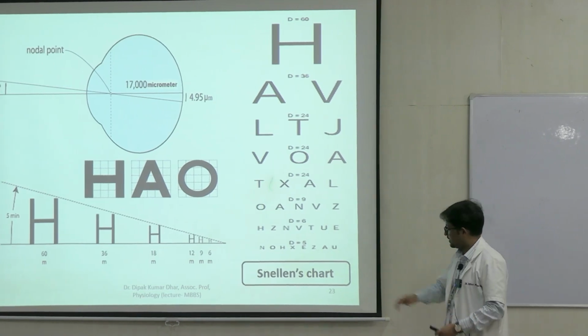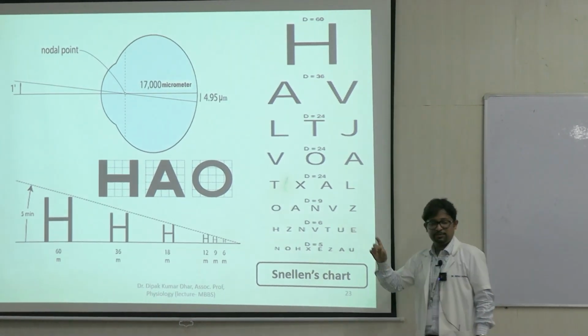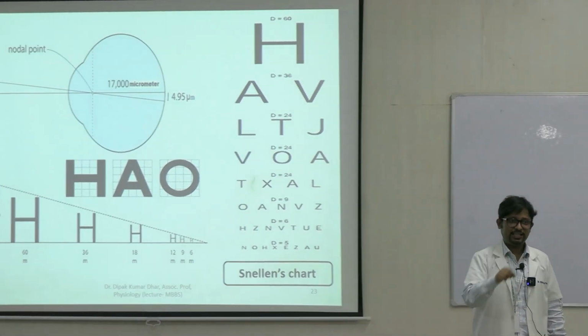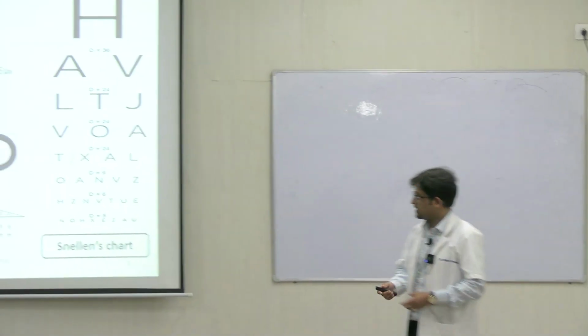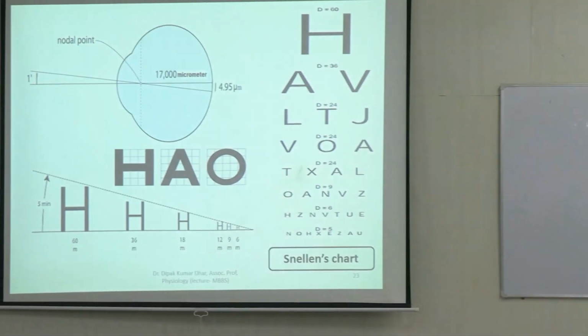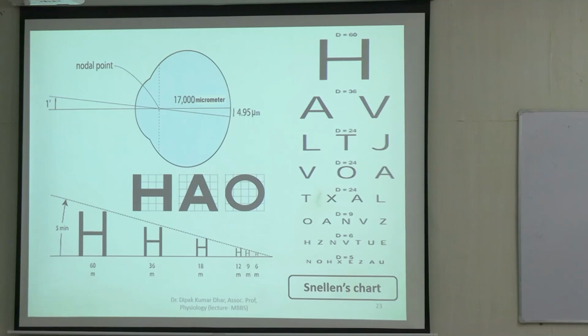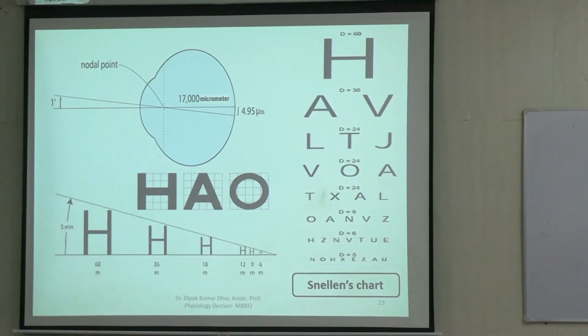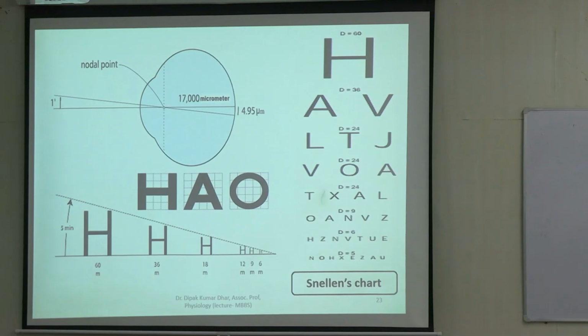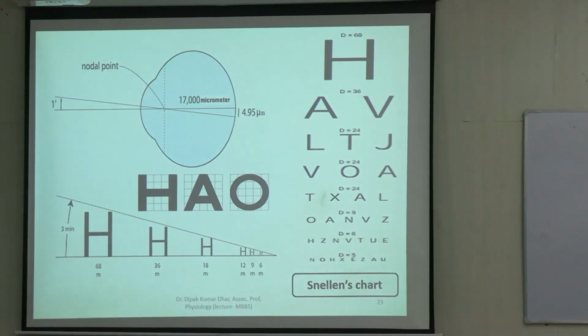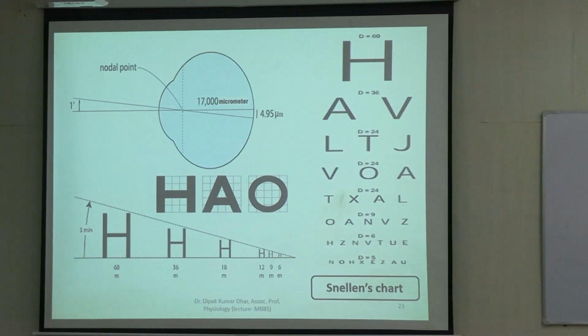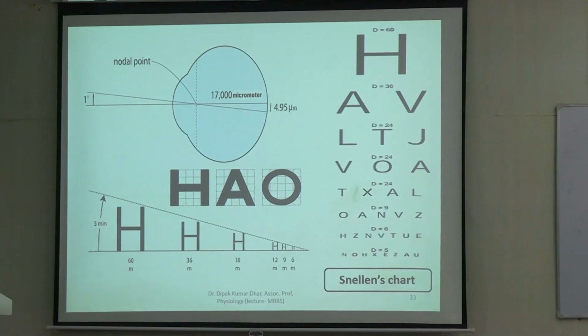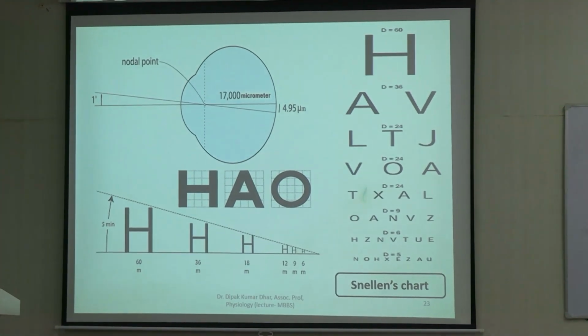So ideally it should be 6 by 6, that is, what should be seen at 6 meters is being read from 6 meters. But if, as I said, say this one is 6 by 60, ideally with normal vision it should be seen from a distance of 60 meters. But if the visual acuity is 6 by 60, it means it is seen by the patient from a distance of 6 meters only. So this is how you interpret. So this is visual acuity.